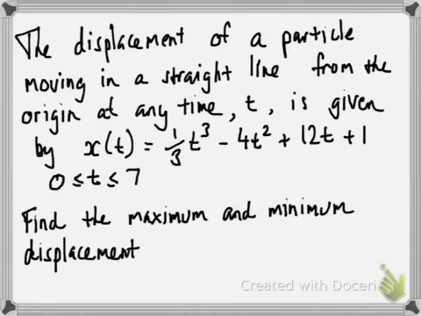Alright, so we've got the displacement of a particle. For those who do physical science, which is probably most of you, you know about displacement and velocity, etc. Displacement of a particle moving in a straight line from the origin at any given time t is given by x of t equals a third t cubed minus 4t squared plus 12t plus 1, where t is between 0 and 7. So I talked earlier in this video about domain restrictions, and there's an example there of a domain that's been restricted. Find the maximum and minimum displacement.